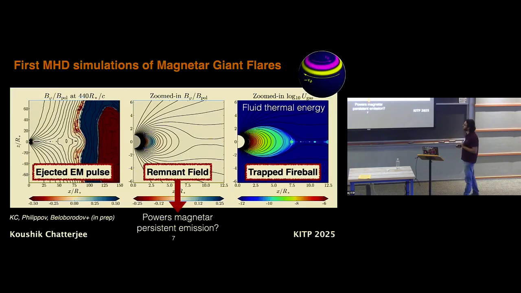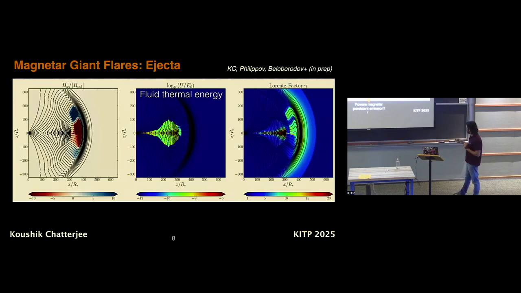Now the more interesting part is this trapped fireball, which is the first time that we were able to see using MHD. This is really heated up gas, I think of order temperatures of order 1 in relativistic units. On the larger scales, the ejecta is flying out relativistically. So that's the ejecta going out. It's filled with azimuthally dominated gas, but it's also cold.